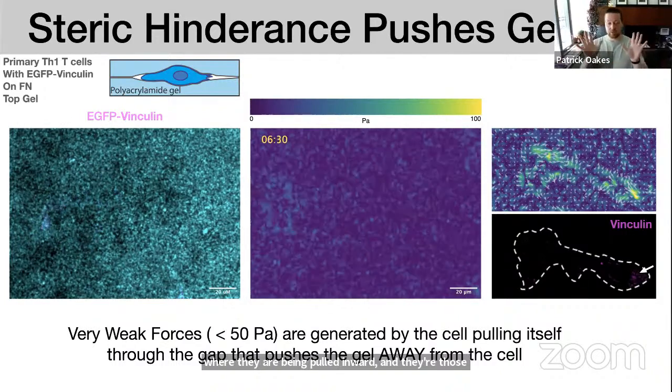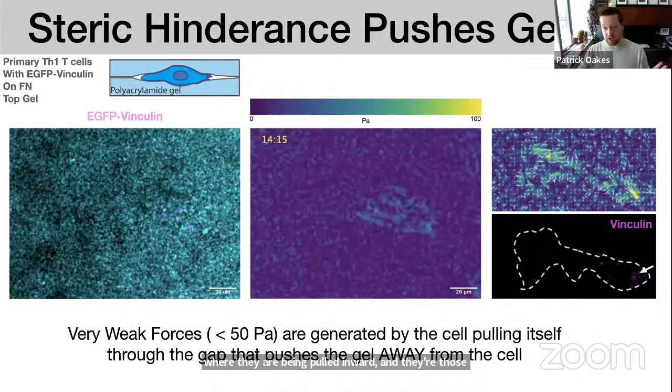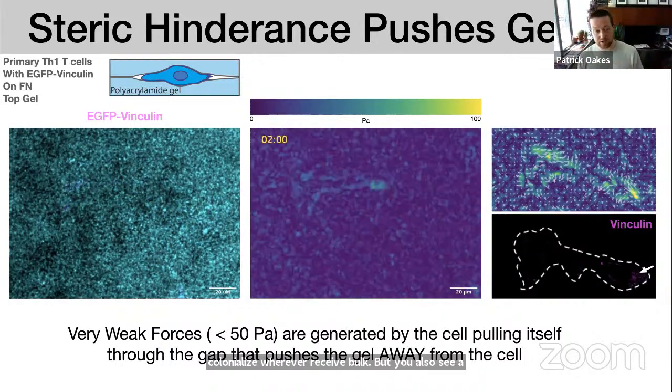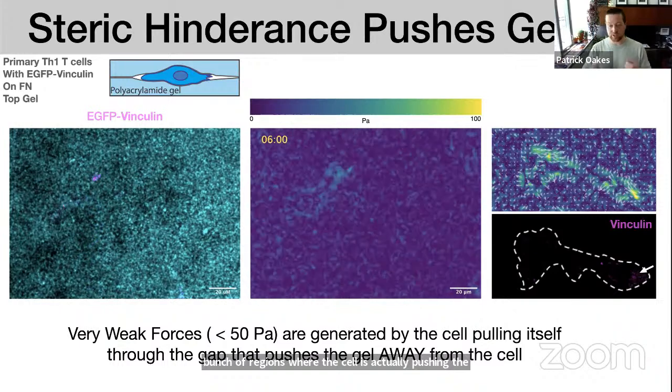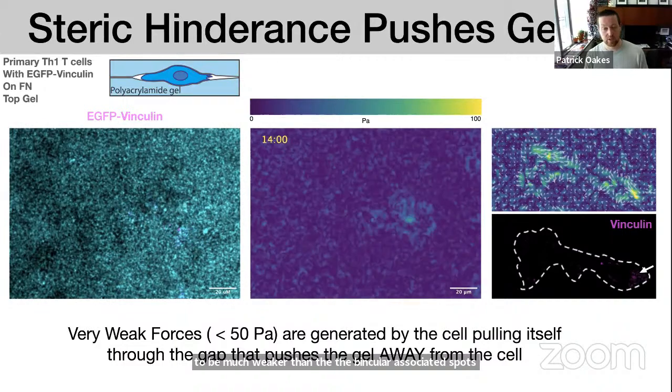But you also see a bunch of regions where the cell is actually pushing the gel out of the way outward, like away from the body, right? And so these tend to be much weaker than the vinculin-associated spots where we see pulling, but they definitely exist, and they're always directed outward from the cell, right?